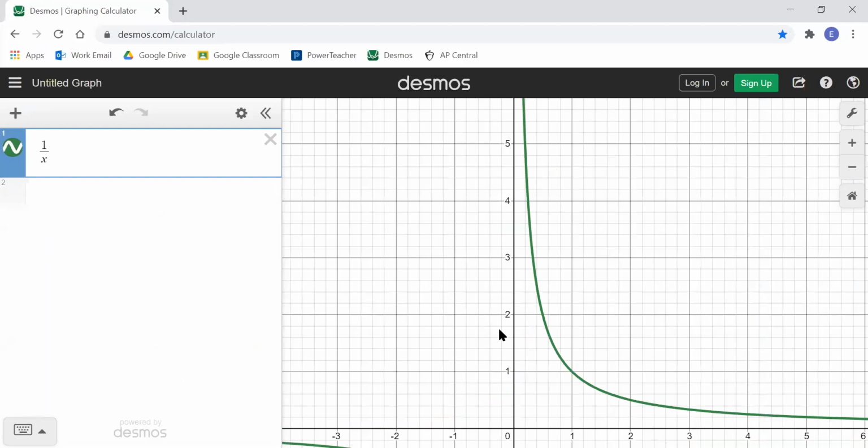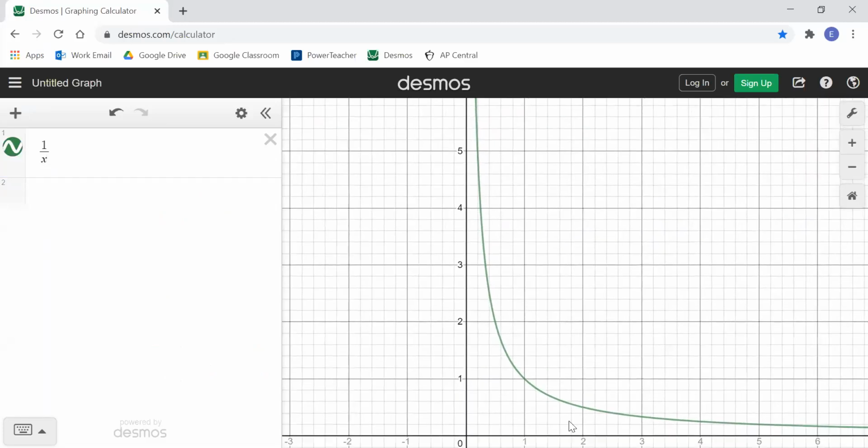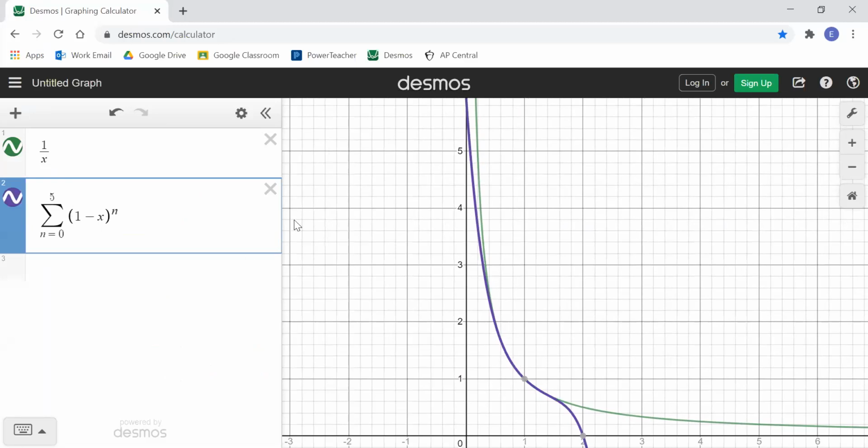And there's 1 over x. And we're talking specifically 0 to 2, so we got that on here pretty good. And we want the sum from n equals 0 to, I don't know, how high you guys want to go on this one. How about 5? Looks pretty good. How about 50? In a minute, it's going to look even better. Right? And it looks like it's matching up really nicely from 0 to 2. Any questions there? Any issues with that?